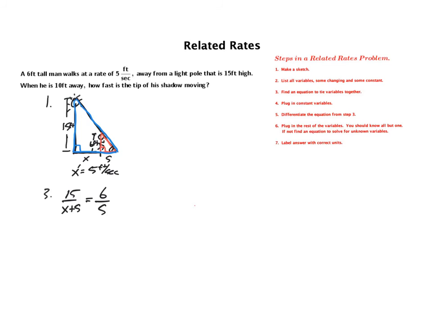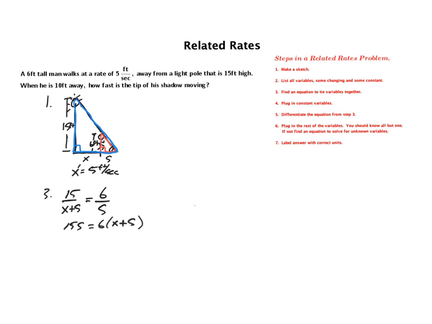Now we can simplify that. Let's go ahead and simplify that before we differentiate. 15s equals 6 times x plus s. Now in step 4, we plug in constant variables, and you can see that s is changing, the length of the shadow is changing, and the distance from the person to the light pole is also changing. So there's nothing to plug in.